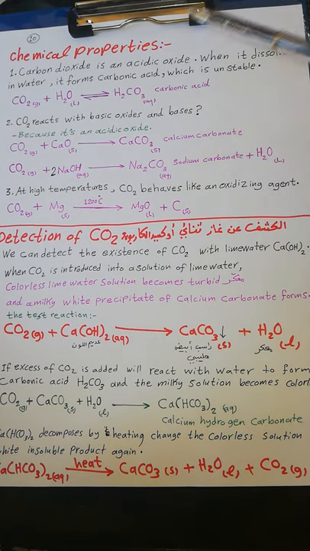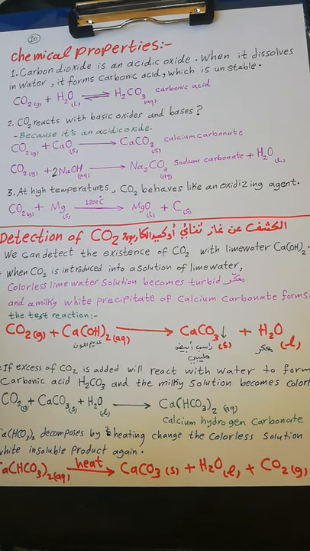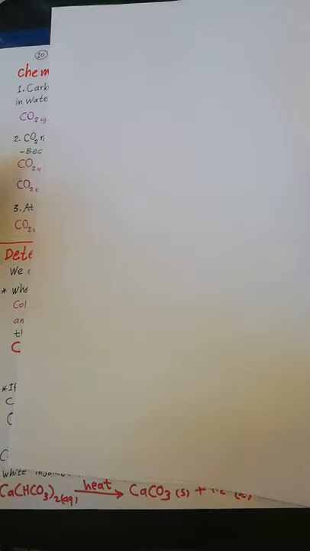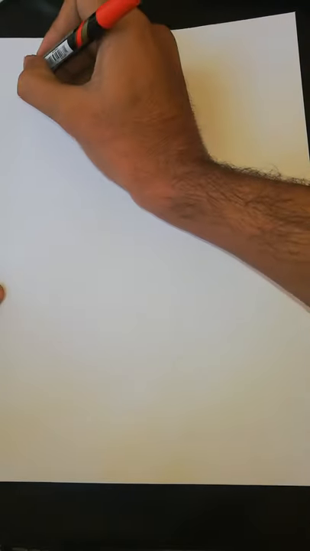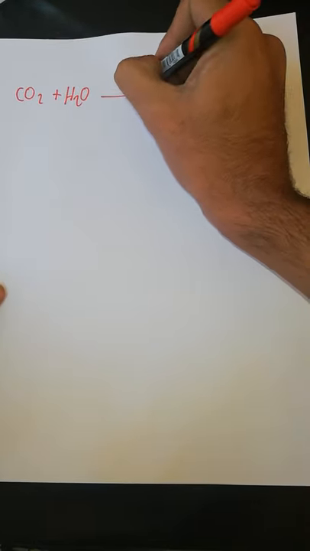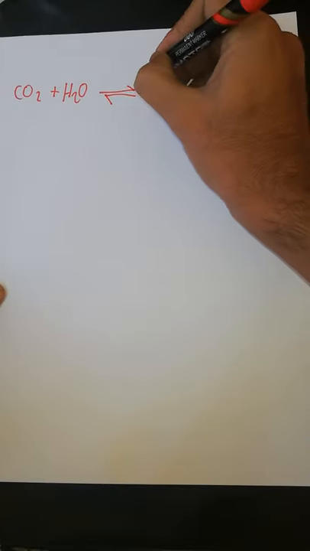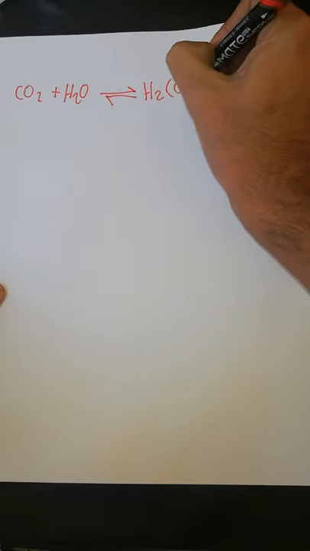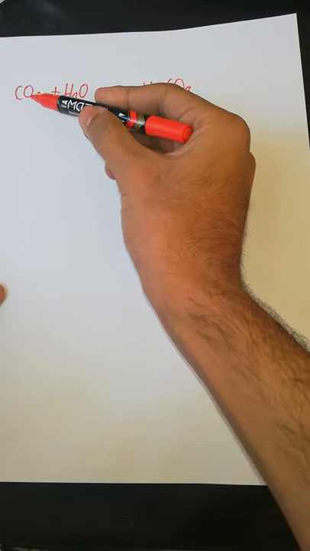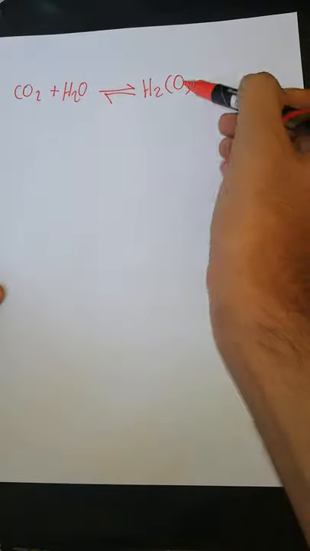Let's write these equations from property number 1 and property number 2. The first property is carbon dioxide, when dissolved in water, it will give us carbonic acid H2CO3. H2 and the oxygen will combine, 1 plus 2, 3. H2CO3.